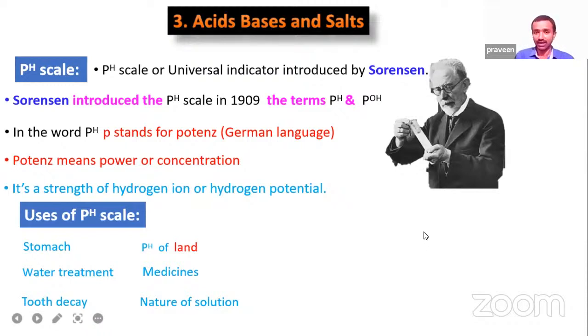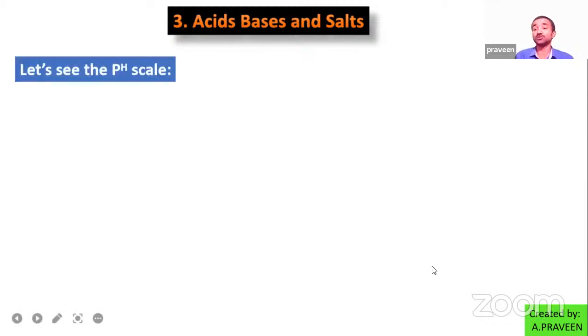Then here, let us see that. What is the pH scale actually? Let's see the pH scale. Here, the pH scale consists of values. Actually, that strength is expressed in terms of values that are given here, 0 to 14. 0 to 14 values we are giving. So here those values we are also able to classify into three categories.